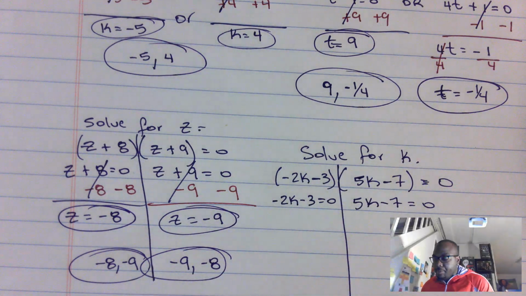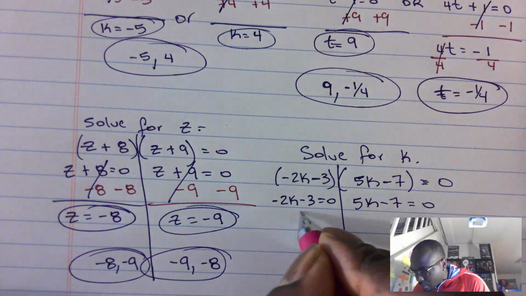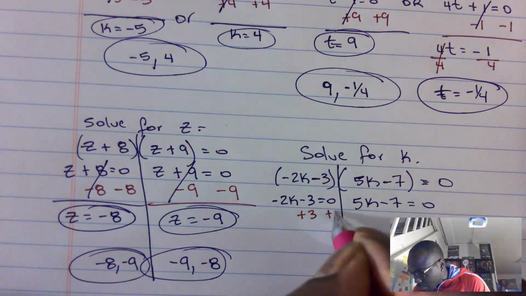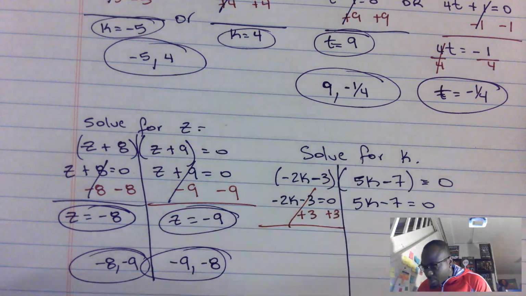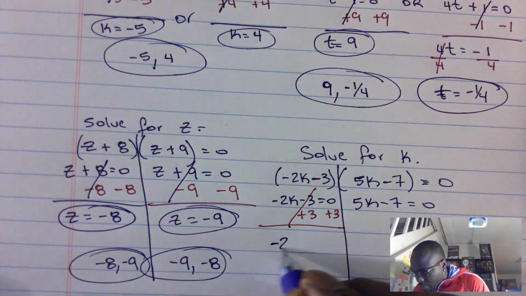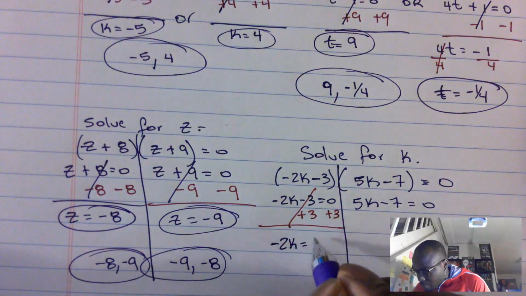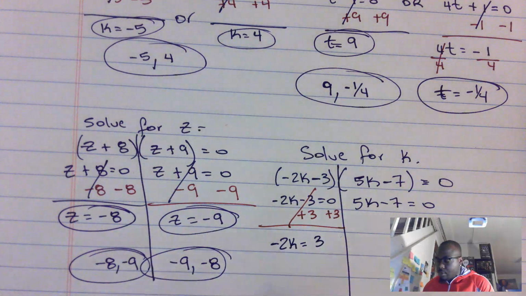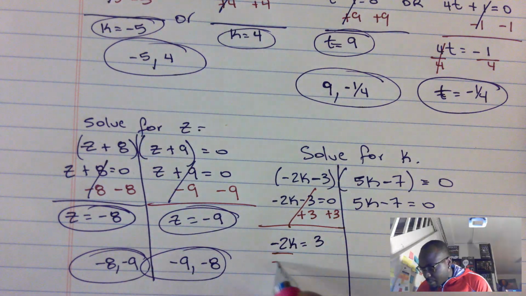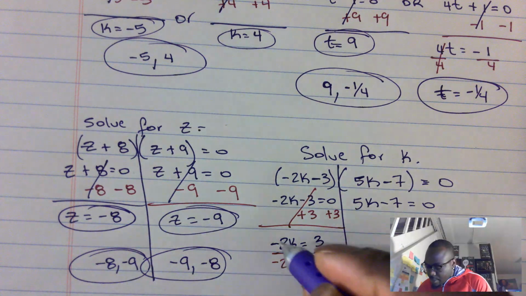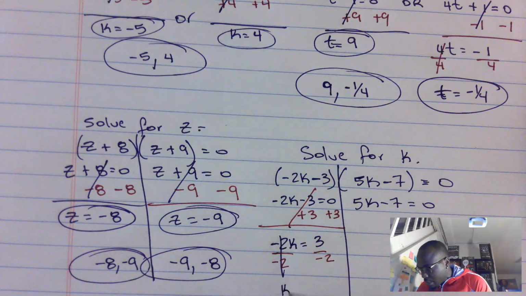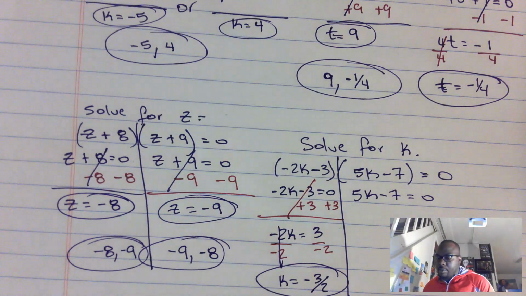So from here, if we're working one side, we're going to add 3 to both sides. Those cancel, so I have negative 2k is equal to positive 3. How do I get k by itself? I have to divide both sides by negative 2. These cancel, and k is equal to negative 3 halves.